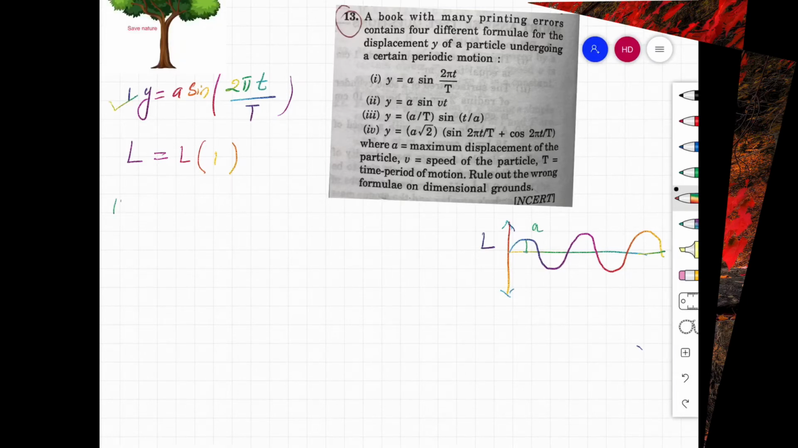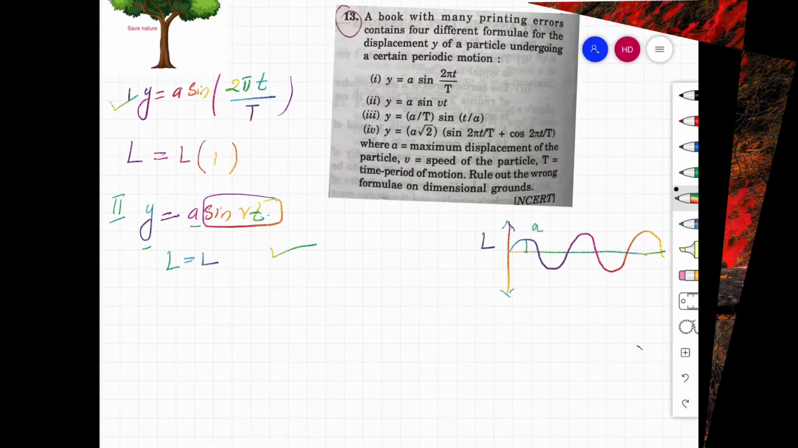Now let me discuss the second part, that is y equal to a sine vt. So here also you know that a is the amplitude and y is the displacement. Both will have the same dimension, and sine vt does not have any dimension, so this can be avoided. So this equation 2 is also the correct representation.